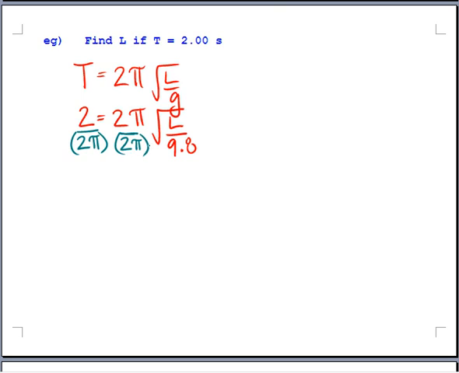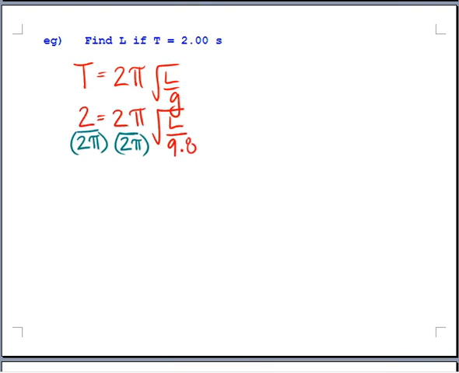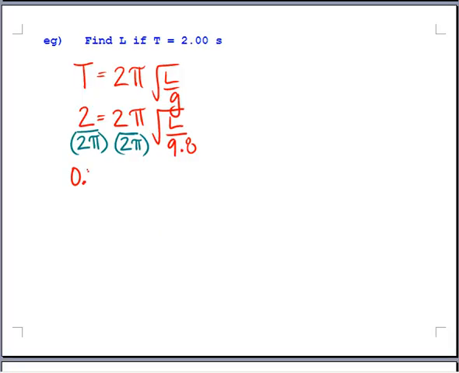And again, that has come up over and over again in the course. So 2 divided by, and this catches people with this kind of question all the time, 2 divided by, open the bracket, 2 times pi, close the bracket. There's the number we're looking for, 0.3183. That is now equal to root L over 9.8.